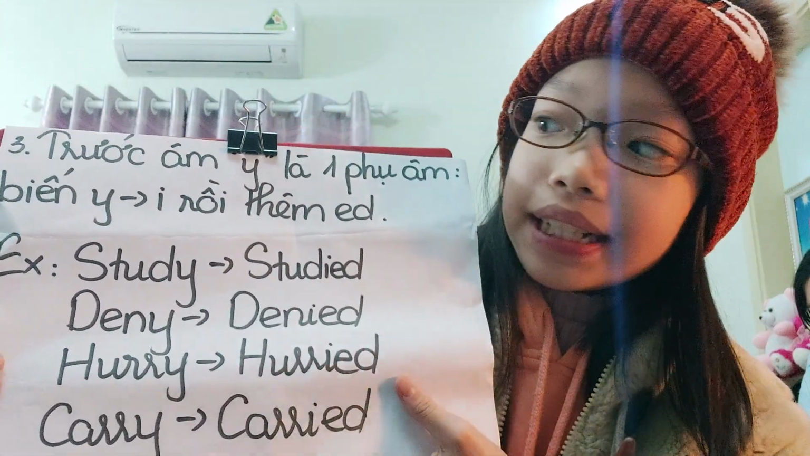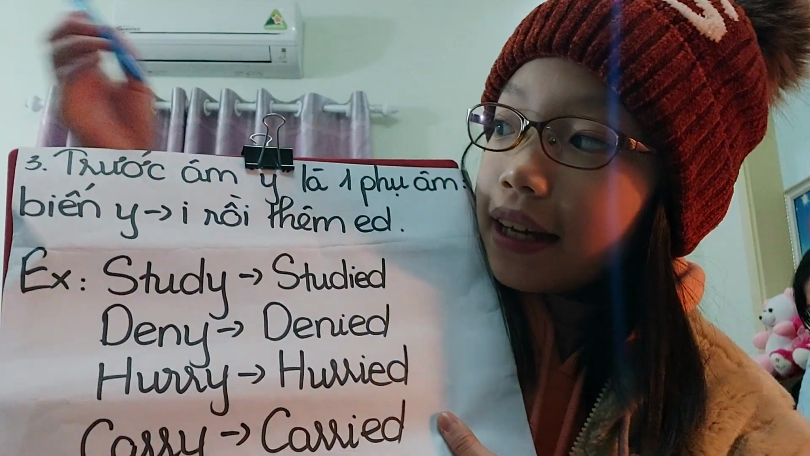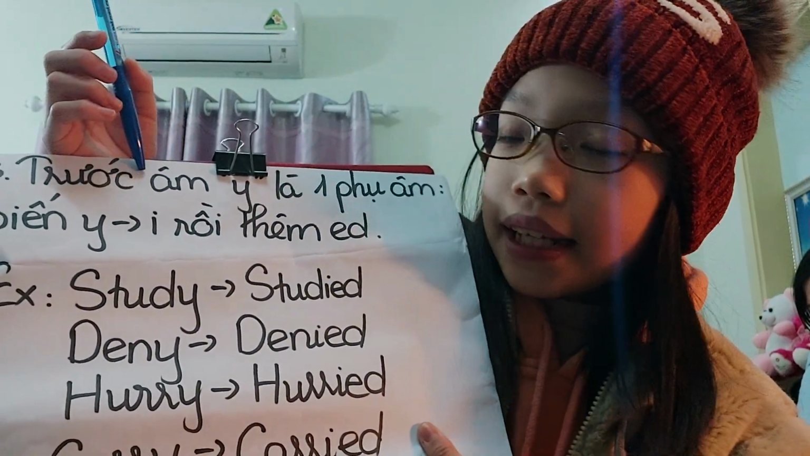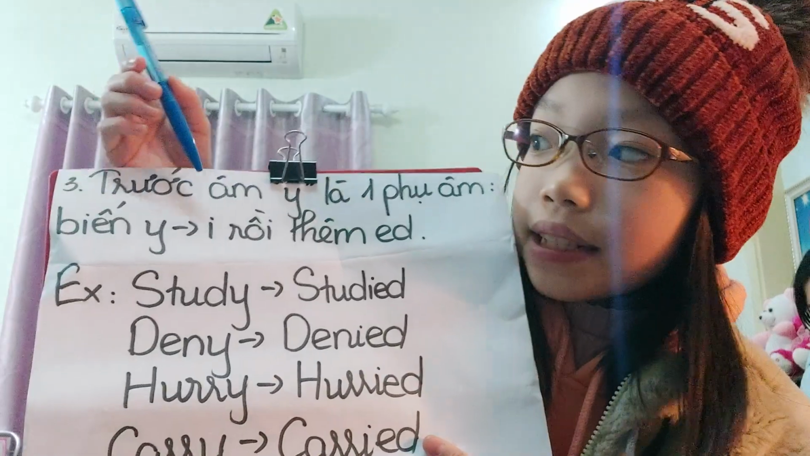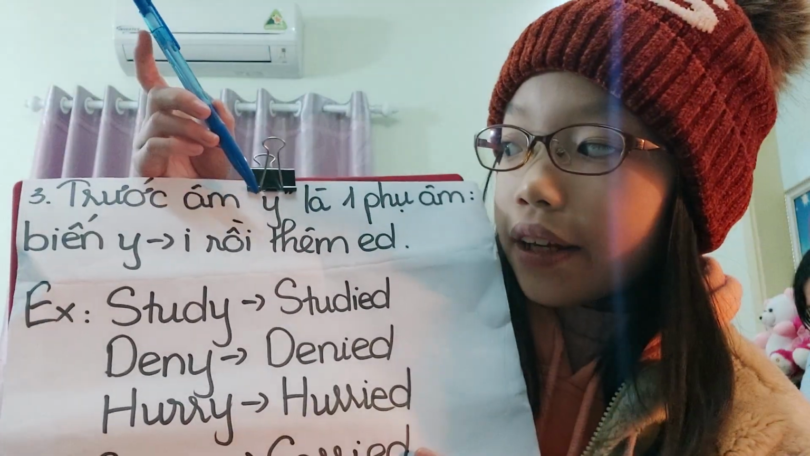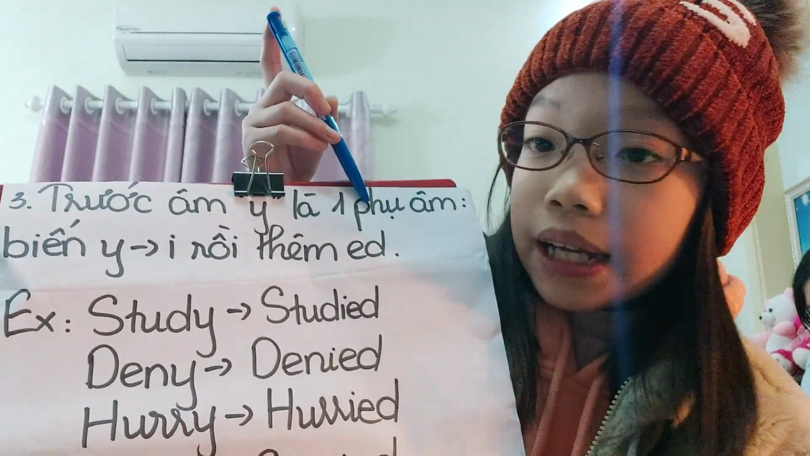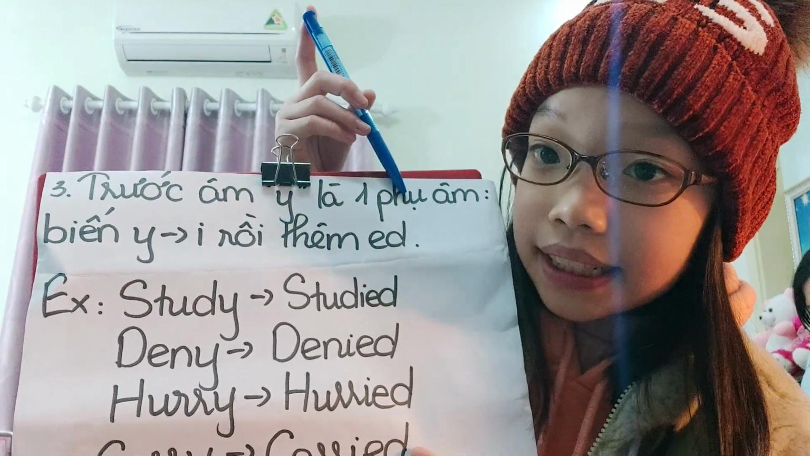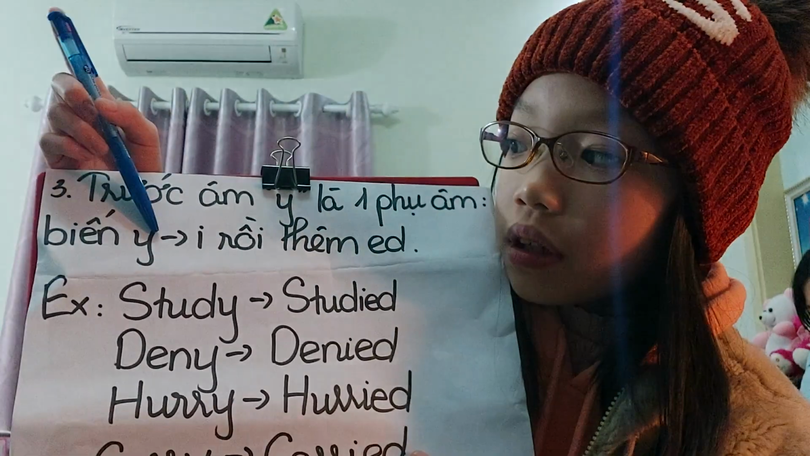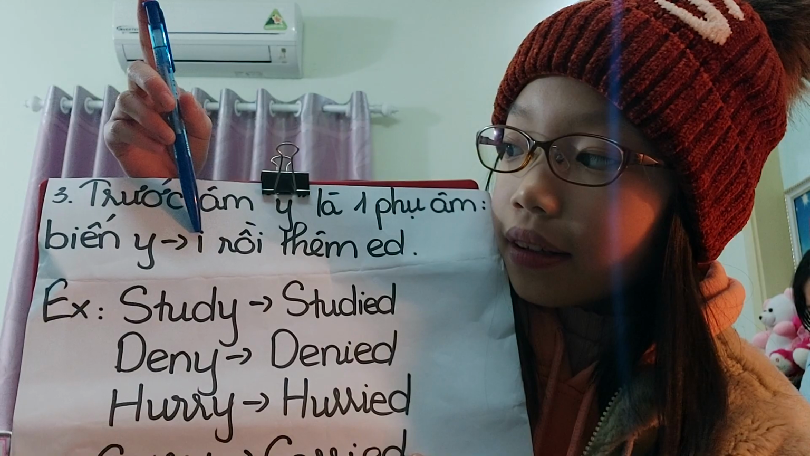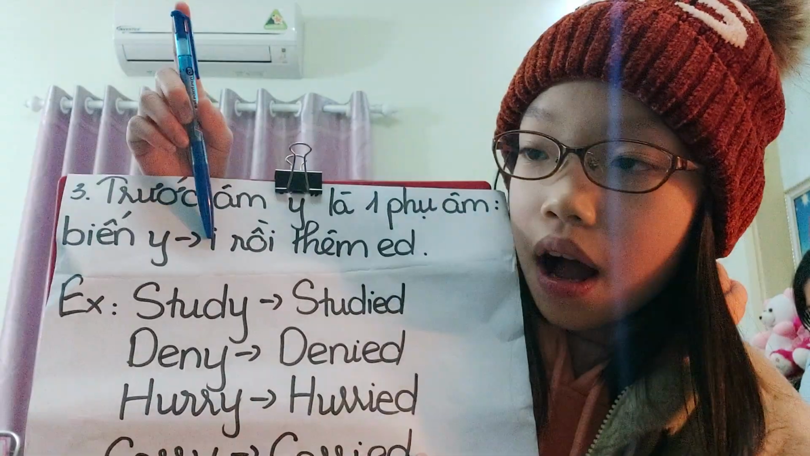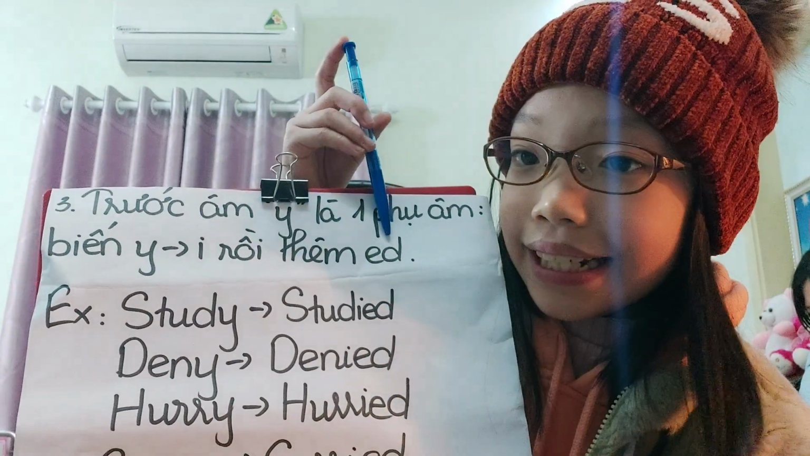Rule number 3 is actually very easy. If the verb ends in Y, and in front of the Y is a consonant, you just need to turn Y into I and then add ed.